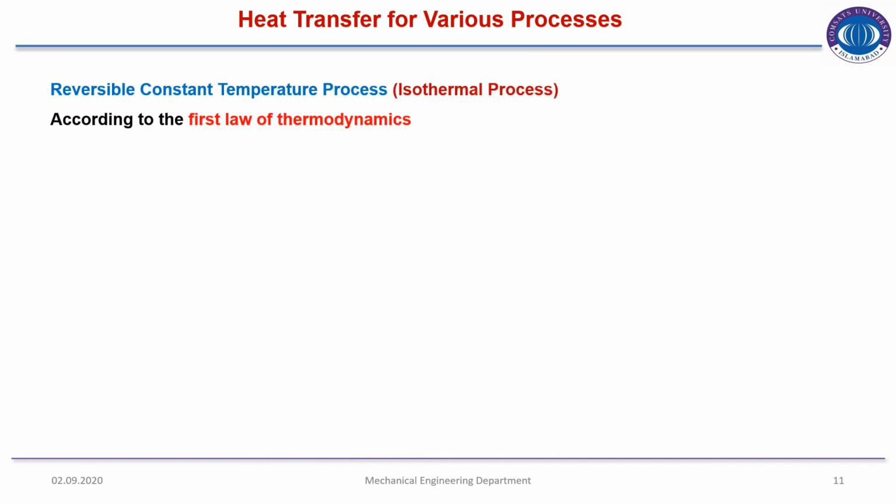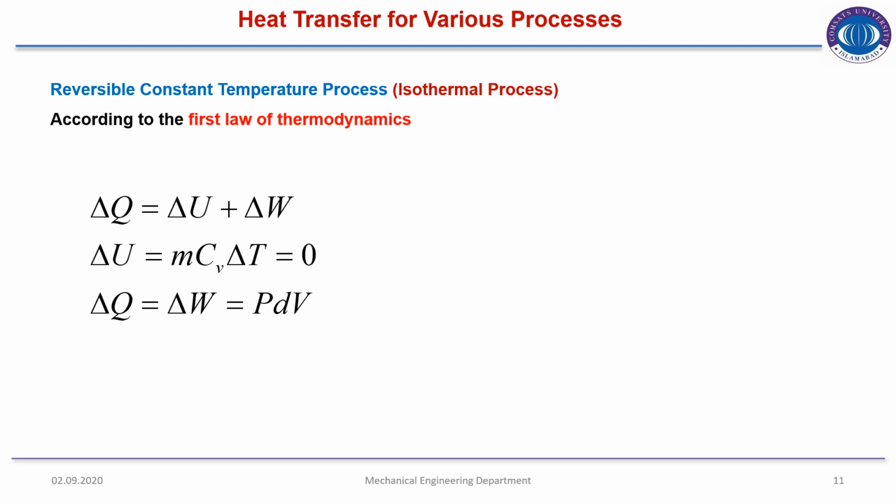Isothermal process. Isothermal process is a constant temperature process. According to the first law of thermodynamics, del Q is equal to del U plus del W. This is the formula for internal energy. We have discussed this formula in the previous slide as well. Del U is equal to mCv del T.